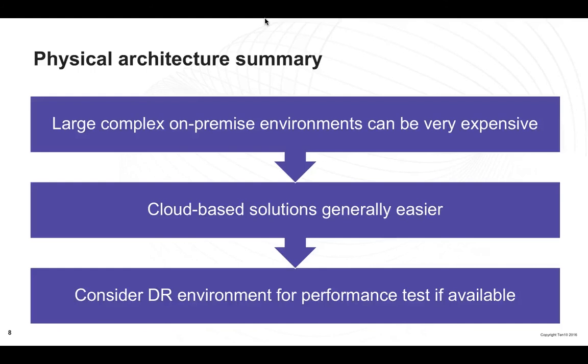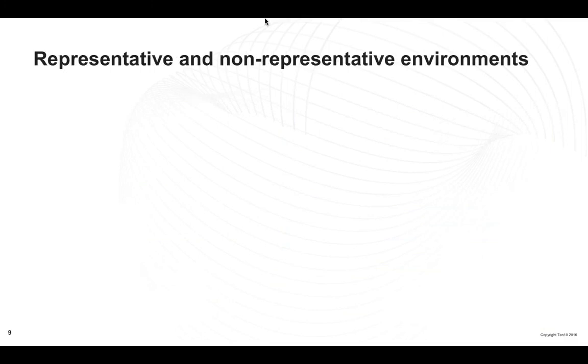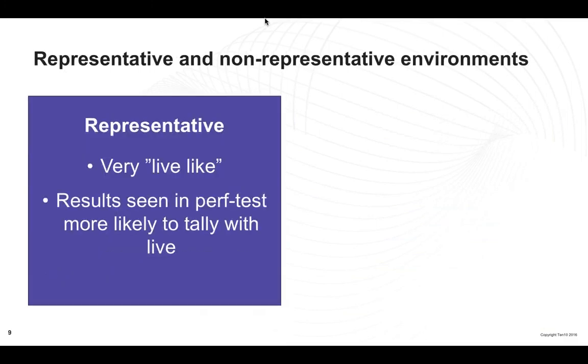One potential option here is that if there is a DR or disaster recovery environment, then it may be possible to re-provision that for the purpose of performance testing. You're now building a picture of the type of environment that you can build, and they largely fall into two categories. Representative environments are very live-like. They have the same infrastructure spec as live, with the same configuration, the same software deployed, the same monitoring, the same background jobs, the same setup, or at least as close as that can possibly be to live.